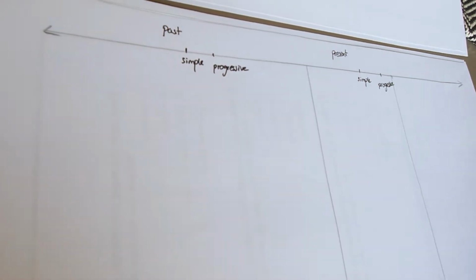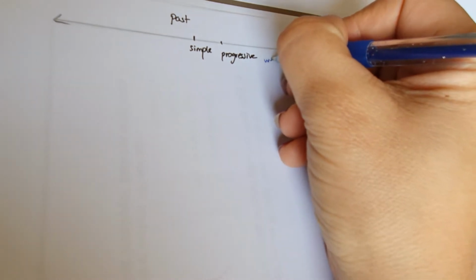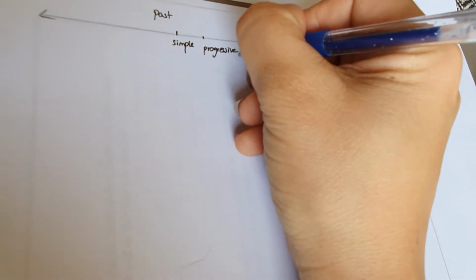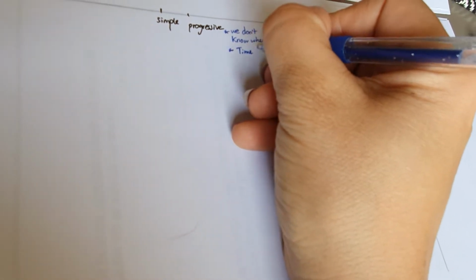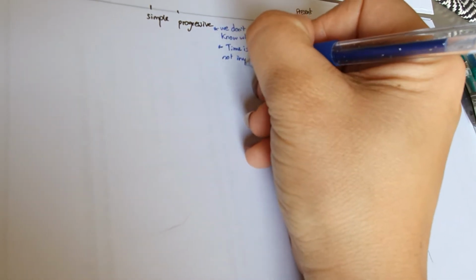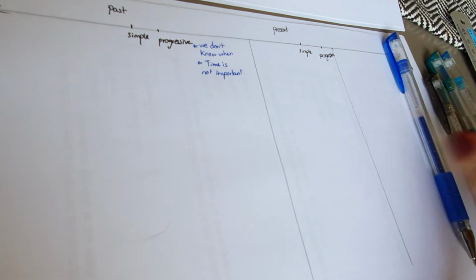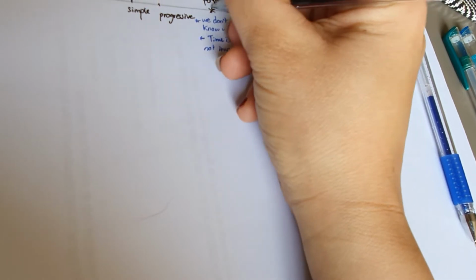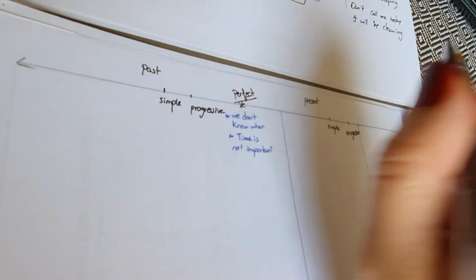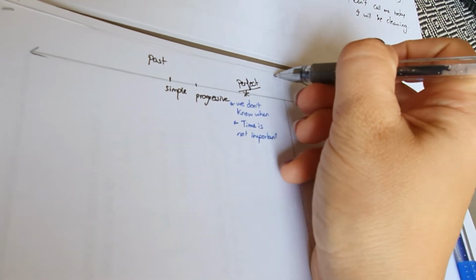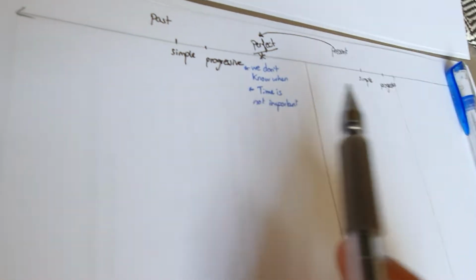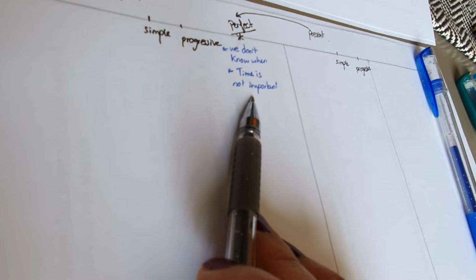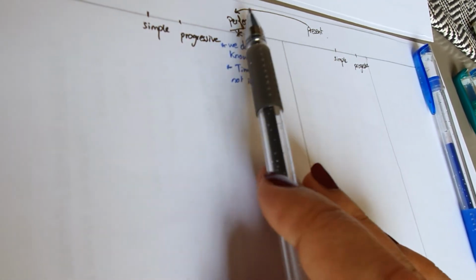What if an action happened in the past and we don't know when? Or maybe time is not important. What do I do? That's why they created the perfect. Present perfect. But it happened in the past. Yes, it happened in the past, but we don't know when. So it cannot be simple. It has to be present perfect.